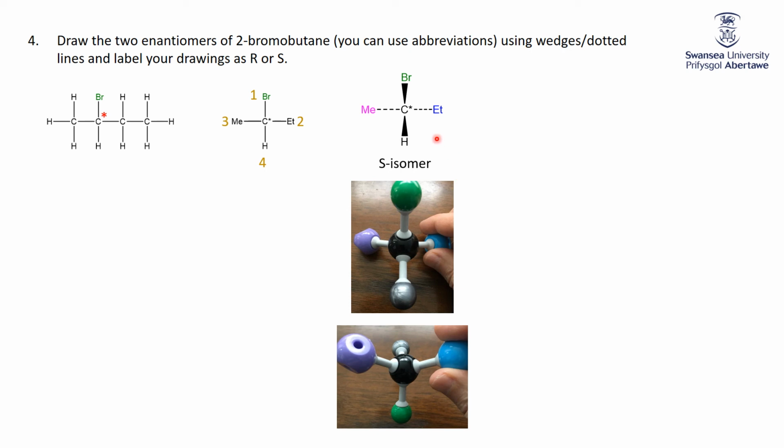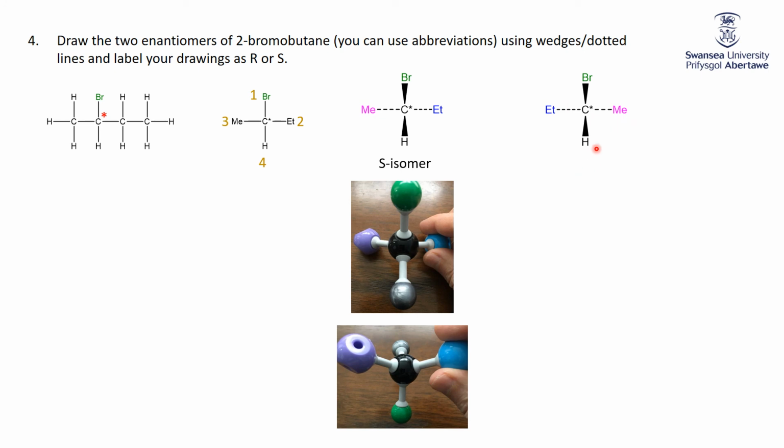Now for drawing the R isomer, well, the easiest thing to do is just reflect this in a mirror plane. So let's do that. So bromine coming out at us at the top, hydrogen coming out at us, down at the bottom. But now instead of the ethyl being on the right, it's on the left. The methyl is on the left here and on the right there. So this should be the R isomer.